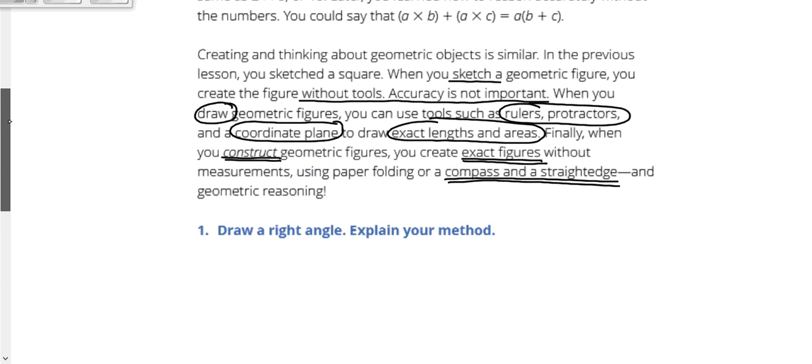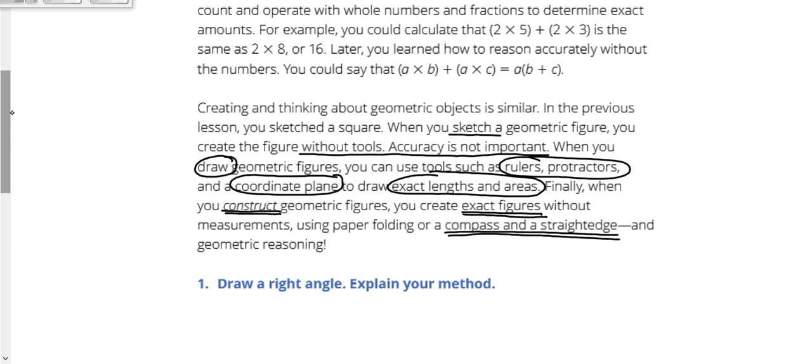So again, when you sketch, it's without tools. Accuracy is not important. When you draw something, you can use rulers, protractors, and a coordinate plane to draw exact lengths and areas. Construct means that you use a compass and a straight edge. Now, drawing and constructing are often used interchangeably. As you can see, with draw, you're going to get exact lengths and areas. Construction uses a compass. Drawing uses coordinate planes.